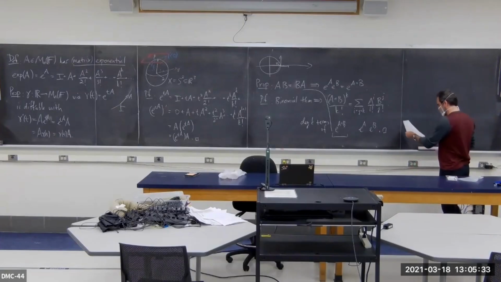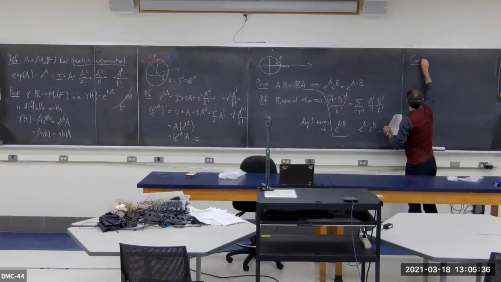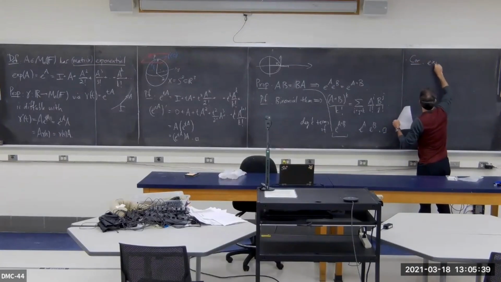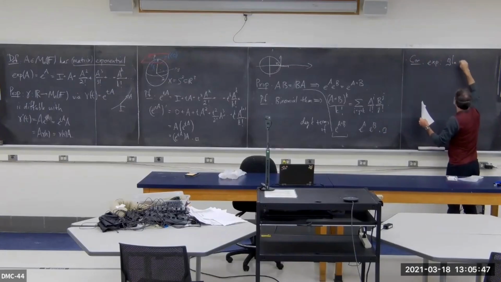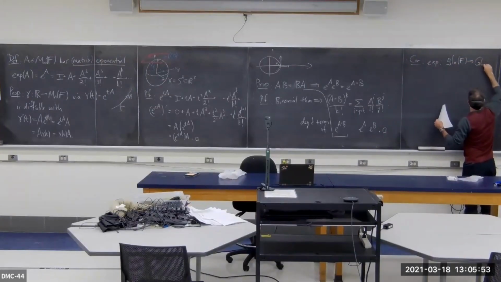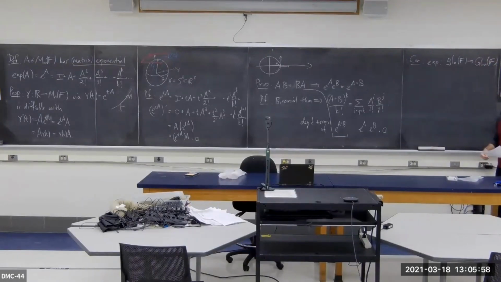Okay, let's see. So corollary: it says that the exponential map, and here we need the name of it, takes little gl_n of F to capital GL_n of F. And of all the things you see in the course, this is probably one of the most fundamental. The exponential map takes the Lie algebra to the group. It's a way of taking a tangent vector at the identity and ending up with an actual element of the group.